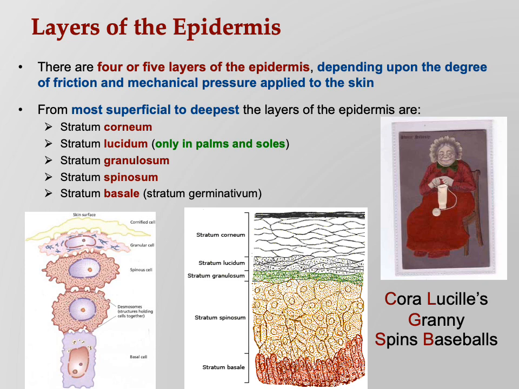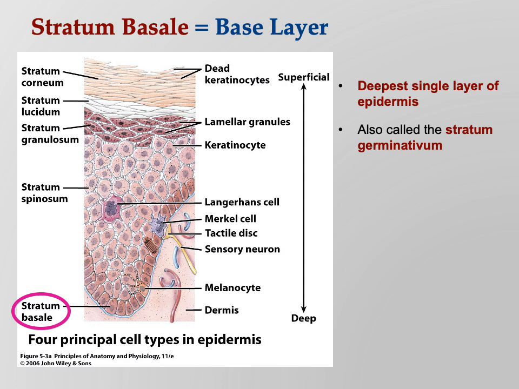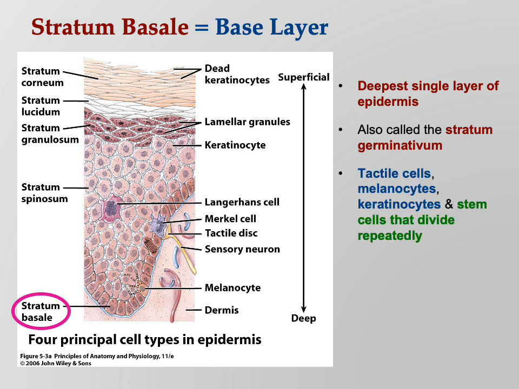Let's now take a look at the layers, but this time let's start at the bottom and work our way up. So the first layer, the stratum basale, why is it called basale? Because it's the base layer. It's the bottom. That's where you get the word basale from. It's the deepest single layer, also called the stratum germinativum. It's got tactile cells, melanocytes, and keratinocytes, and stem cells that divide repeatedly.